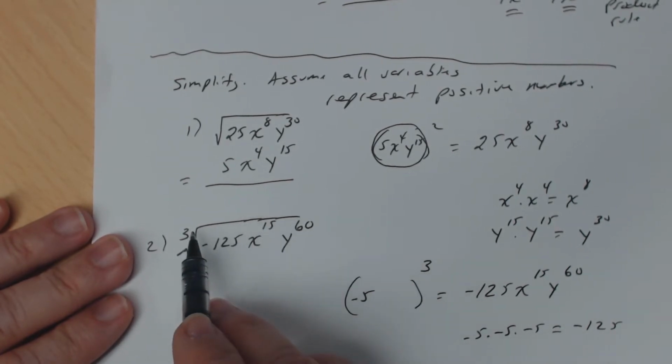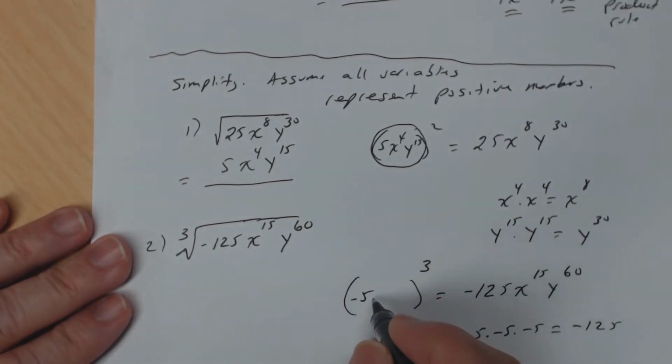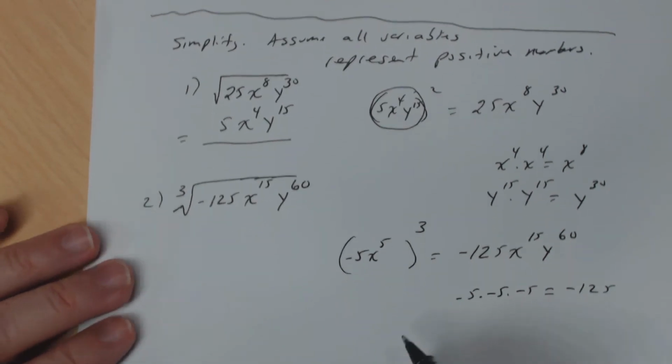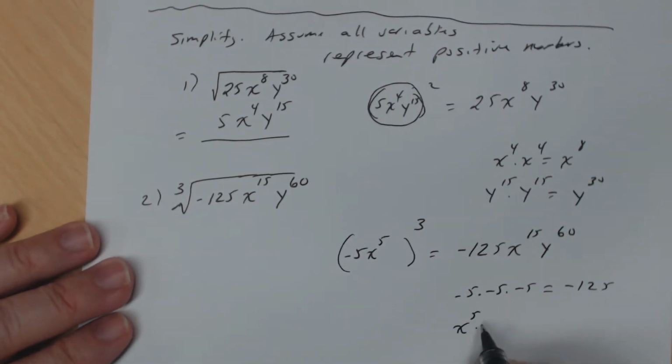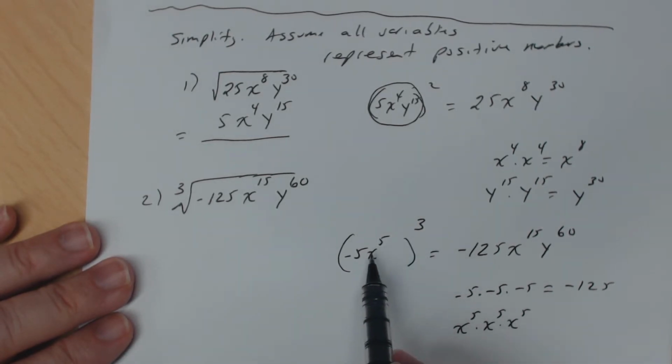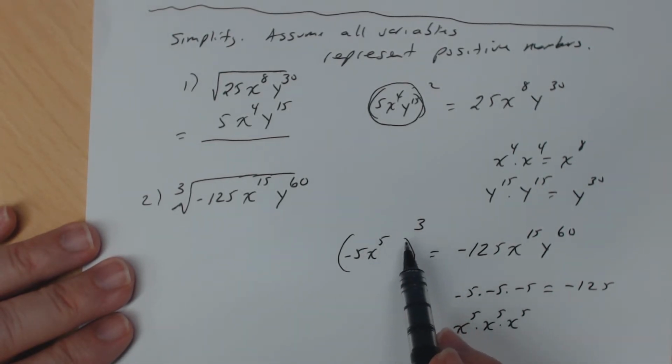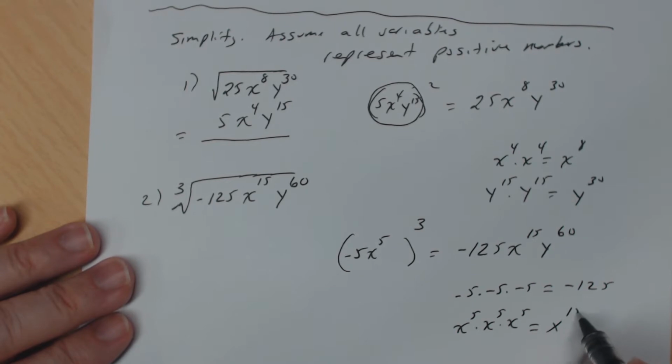So we're going to say 15 divided by 3 is 5, so I'm going to say x to the 5th. So let's see if it works. X to the 5th times x to the 5th times x to the 5th. Because remember, you're cubing, so you're multiplying this by itself 3 times. So when you multiply like bases, you add exponents. 5 plus 5 plus 5 is 15, so that works.